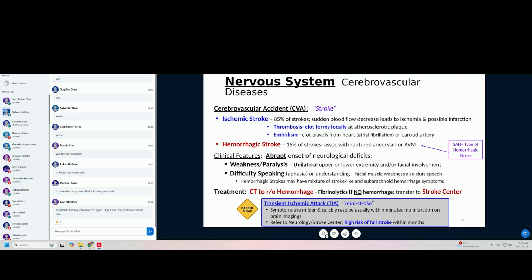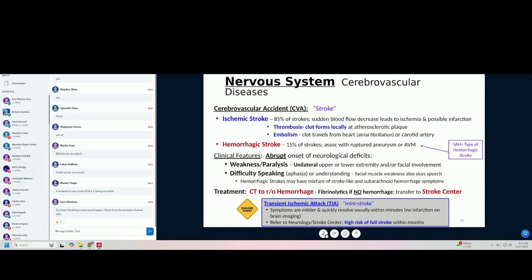Now, hemorrhagic stroke is another cause of this, right? And these are typically due to ruptured aneurysms and AV malformations. So the subarachnoid hemorrhage is a type of hemorrhagic stroke. If we cause bleeding in the brain, then typically that bleeding is going to increase the pressure, and if we increase that pressure, we're going to cause ischemia to a number of brain cells.